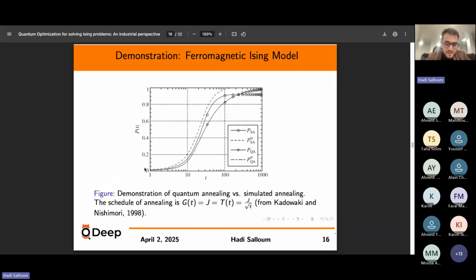You can see here that in the end, around 200, 300, something like that, the quantum annealing starts converging to the optimal solution a bit faster. You can see here the probability of simulated annealing reaching the optimal solution is around 0.9, something like that.